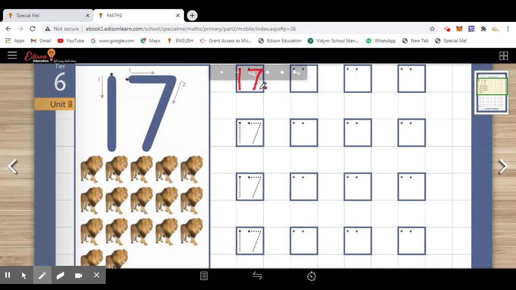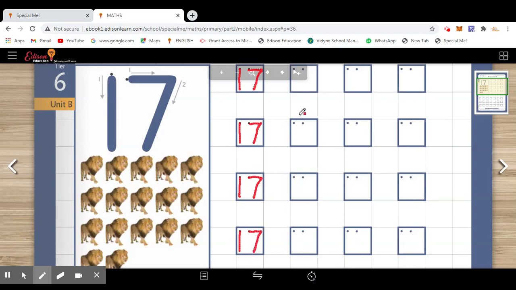1, 7, 17. Now, one more time, we have to trace number 17. And while tracing, you have to join the dots very neatly. Okay, students, this is number 17. 1, 7, 17.